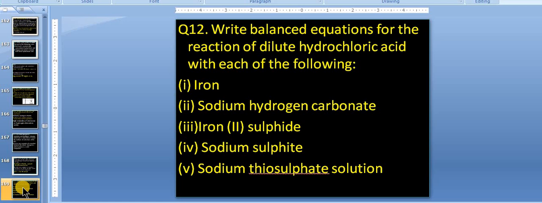Whenever you are writing a reaction, please check whether it is sulfide or sulfite. If it is sulfide, then H2S. If it is sulfite, then sulfur dioxide. Please keep that in mind. Now the last reaction.